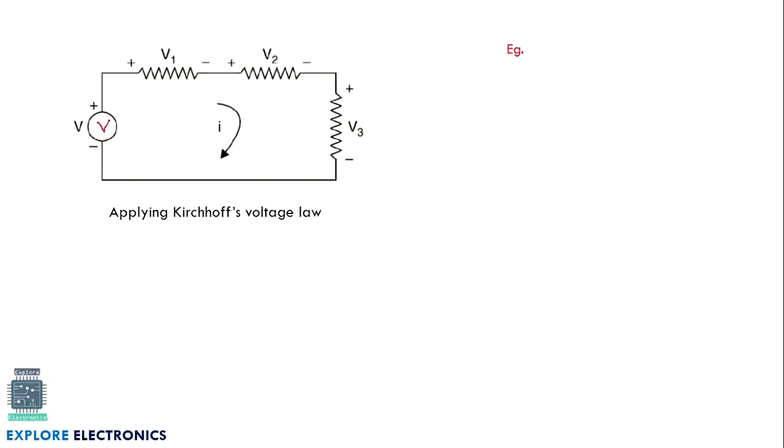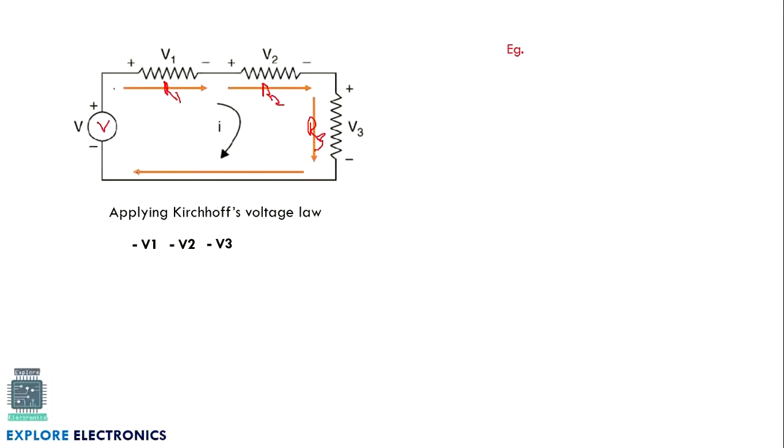The supply voltage is V, the voltage drop in resistor R1 is V1, resistor R2 has a voltage drop of V2, and resistor R3 has a voltage drop of V3. How to apply Kirchhoff's voltage law? If we start from this end and go this way, the current flow will be in this direction. If we are going from plus to minus, the voltage is dropping. That's why I am taking minus V1. Again going from plus to minus, a voltage drop here, that's why minus V2. Again in this direction, plus to minus, it is minus V3.